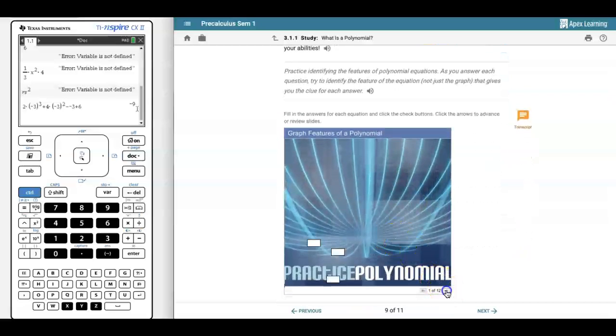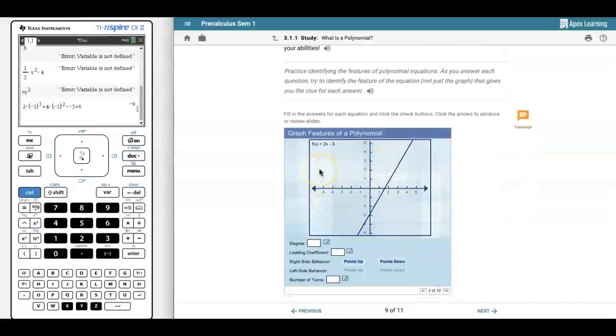All right. So if we do this here, okay, first off, we're going to notice some features about the graph. So first off, 2x minus 3, all right? So first off, we notice that the degree is 1, our leading coefficient is 2, right? Check, check. The right side of the behavior is pointing up, while the left side of the behavior is pointing down. And there are no turns because it doesn't change direction. Oh, sorry. I don't know why I put a 1 there. I just said no turns and I typed in a 1, right? So no turns in the graph, all right?